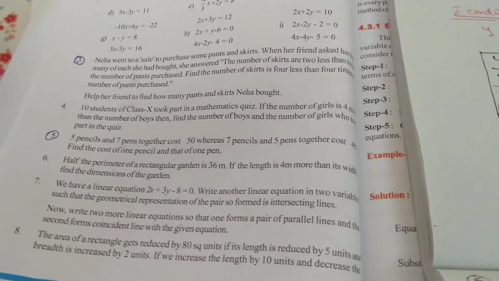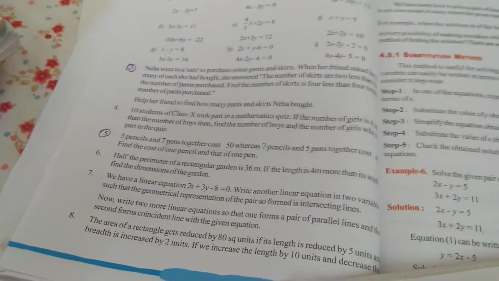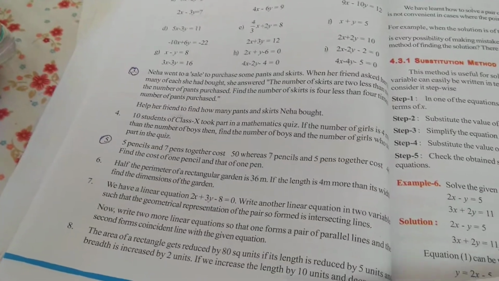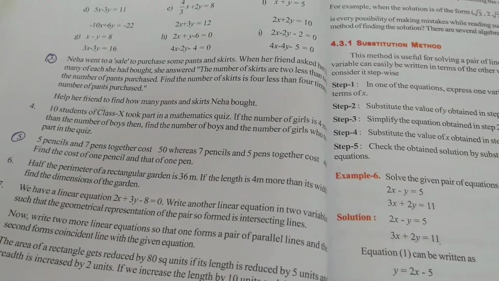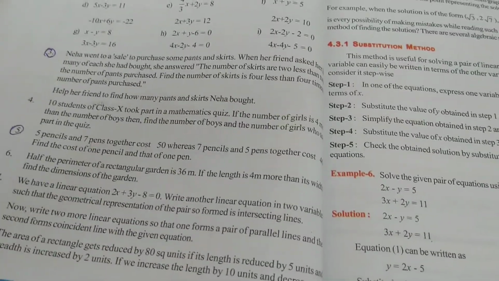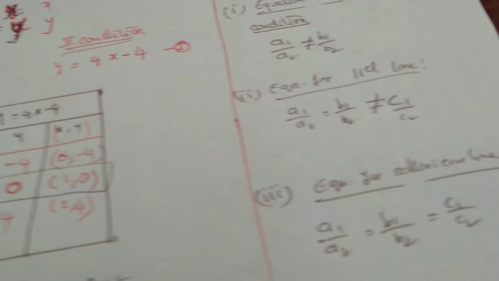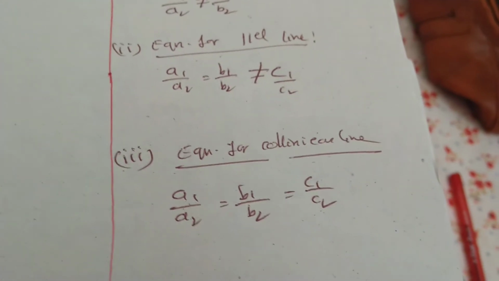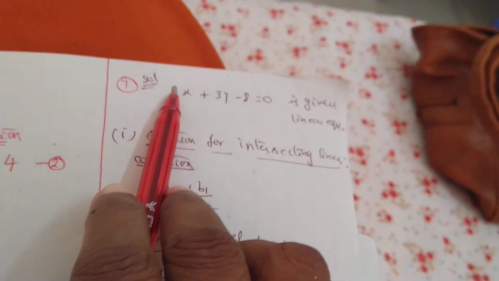So we will take the equation and then we will apply the conditions. What are the conditions for 2 equations to be intersecting? A1 by A2 not equal to B1 by B2 is the condition for intersecting lines. And A1 by A2 equal to B1 by B2 but not equal to C1 by C2 for parallel lines, right? And A1 by A2 equal to B1 by B2 equal to C1 by C2 is a collinear line. So randomly you can write the equation satisfying these conditions.